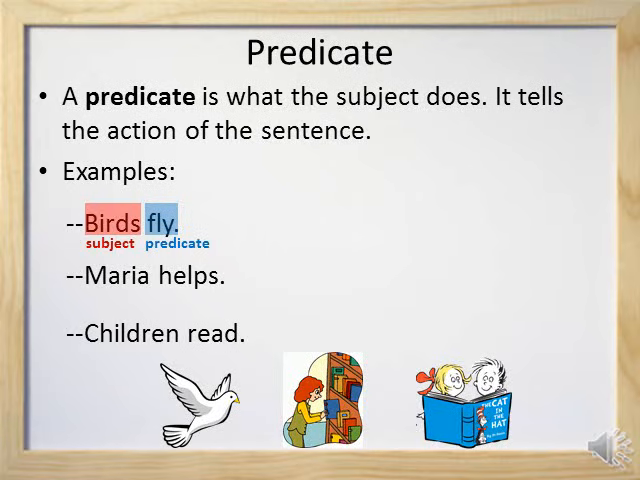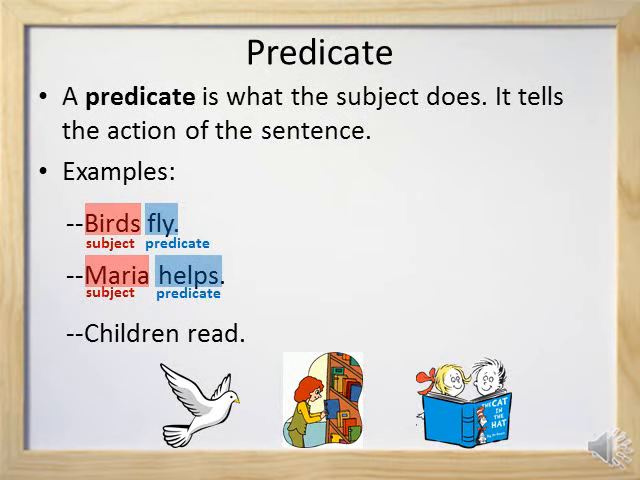Next, Maria helps. First, let's identify the subject. Who or what is this sentence about, or who or what is doing the action? Maria is the subject. And what is she doing? What is the action that Maria does? Helps. Helps is the predicate of this sentence.